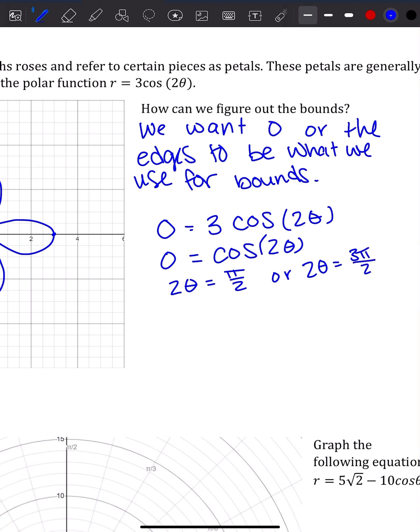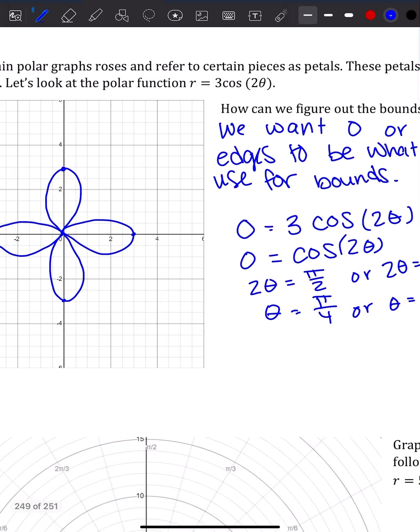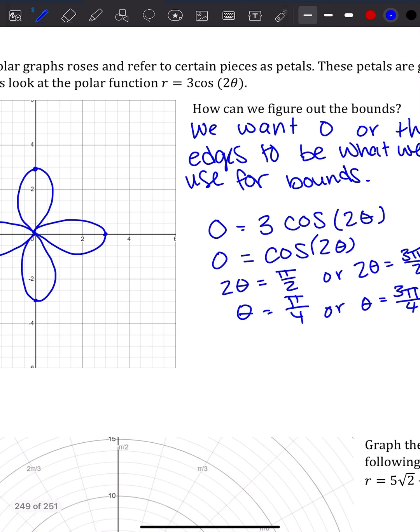If I want to get theta by itself, I would do what we would normally do, which is divide both sides by whatever is happening with theta. So in this case, it would be 2. If I divide both sides by 2, I'm going to get pi over 4 or 3 pi over 4. And this is just telling me what angle to plug in. So if I know I needed to start at 0 and end at 0, I might try pi over 4 to 3 pi over 4. We just need to be careful.